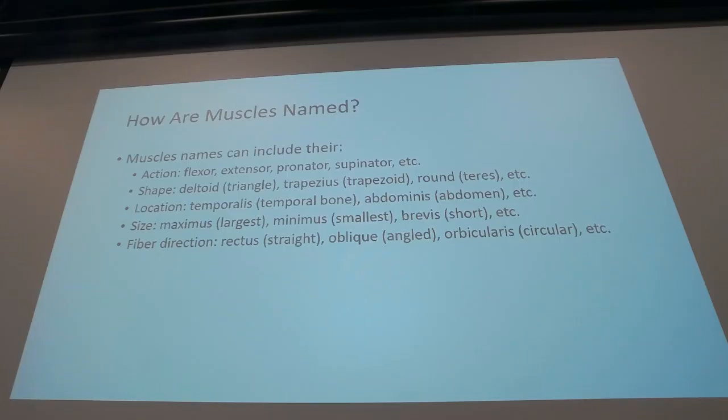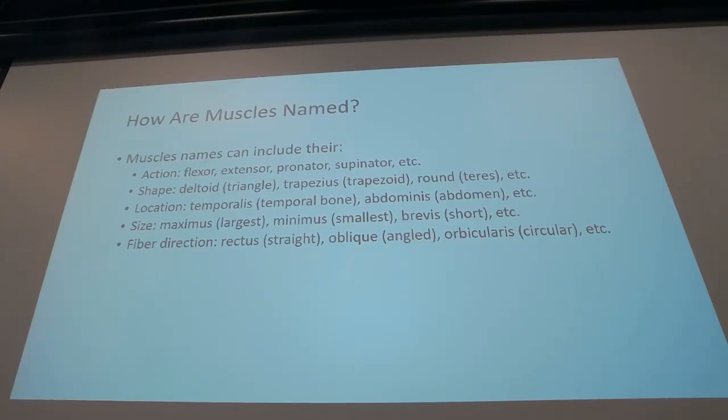Location: if it's in the temple, in the temporal bone area, that will be temporalis. In the abdomen, abdominis. In the arm, brachii. According to size, maximus, largest. Minimus, the smallest. Short, brevis. Longus, long.